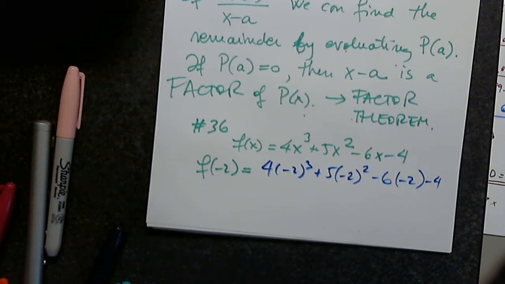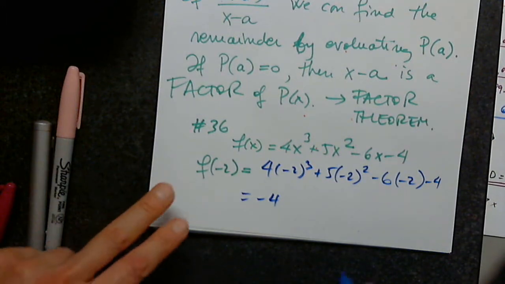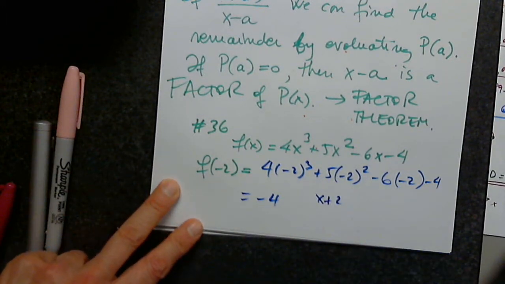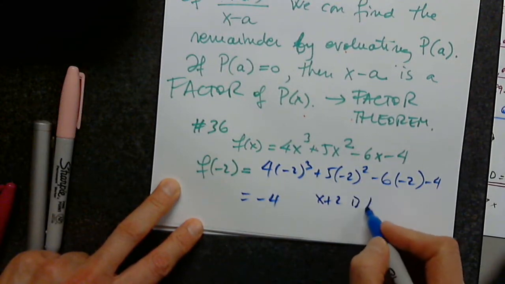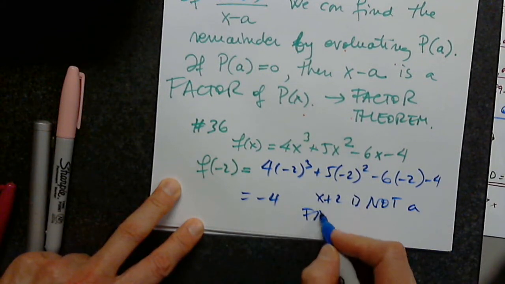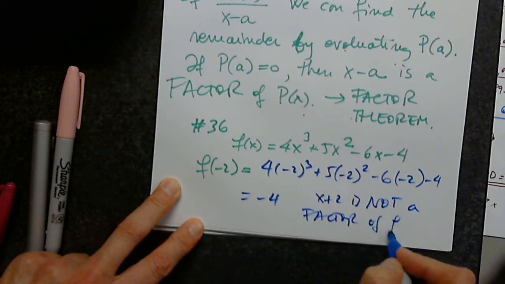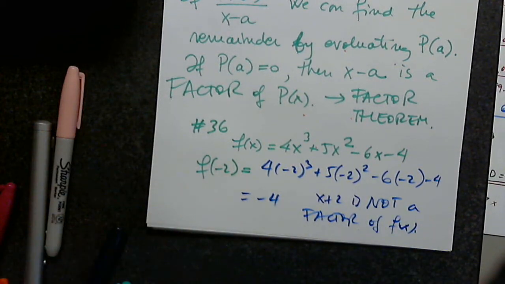So if the answer is -4, what do I conclude about x plus 2? x plus 2 is or is not a factor of f of x? Is not a factor of f of x. Any questions?